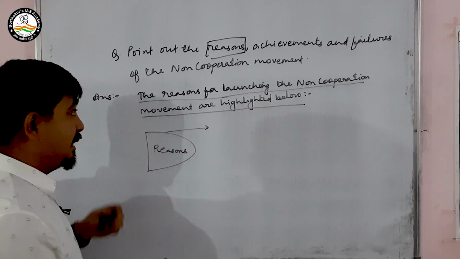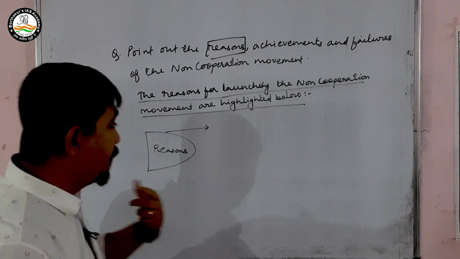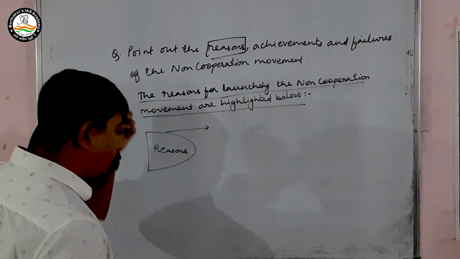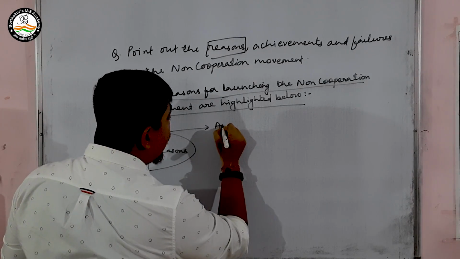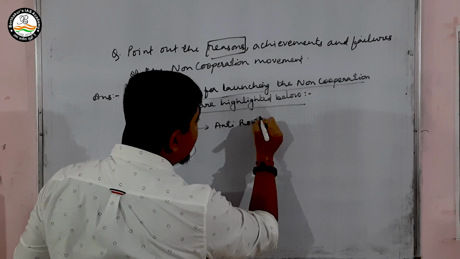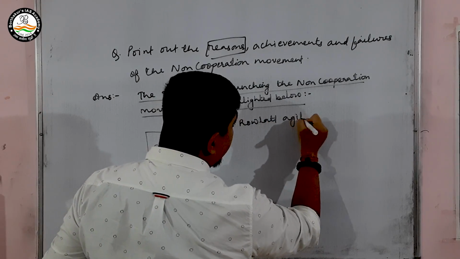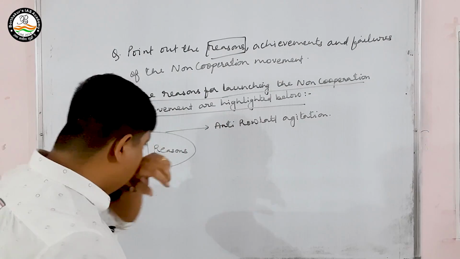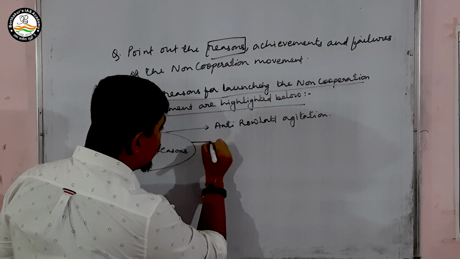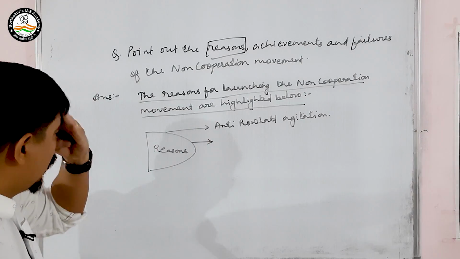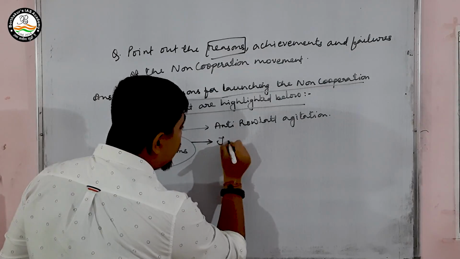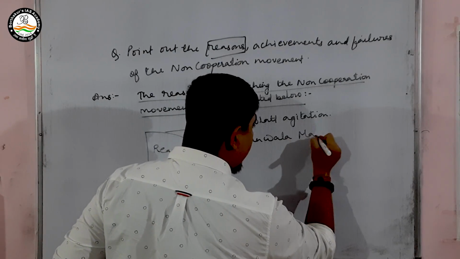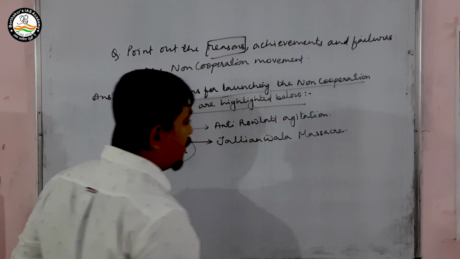The first reason for the launching of the non-cooperation movement, if you have prepared your modern Indian syllabus well, you will know, was the anti-Rowlatt agitation. Then the second reason for the launching of the non-cooperation movement was the Jallianwala Bagh massacre, which was carried out by Brigadier General Reginald Dyer.